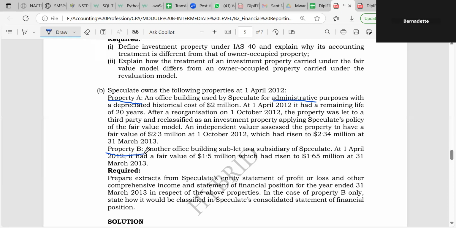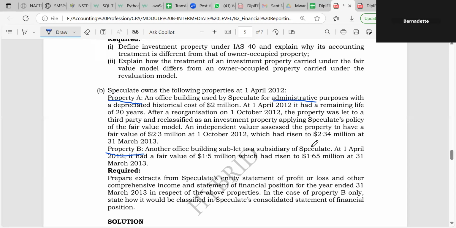Property B says another office building sublet to a subsidiary of Speculate. So Speculate had a subsidiary and he let the subsidiary stay in that same building, but he sublet it. So it was like he himself had leased it, but he sublet it. So it is an investment property, right? In the individual book.